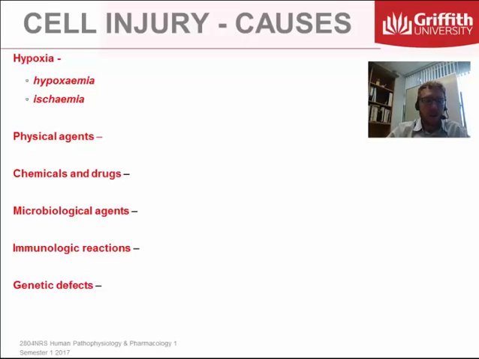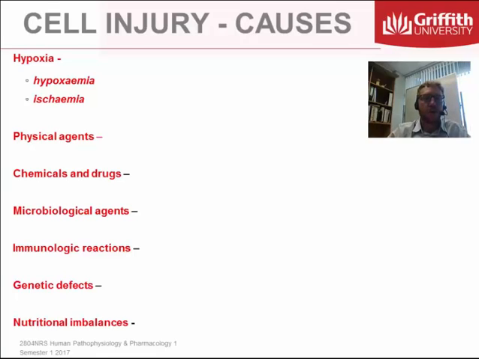Genetic, so this could be either chromosomal or down at the gene level. Again, we'll cover this later in the semester in week 6, but an example of a chromosomal defect causing injury is Down syndrome, whereas a gene defect, where you're missing a gene or you've got an abnormal gene causing an abnormal protein, is what you'd find in cystic fibrosis. They have a transporter gene on the membrane that causes a dysfunction, and that causes the disease cystic fibrosis.